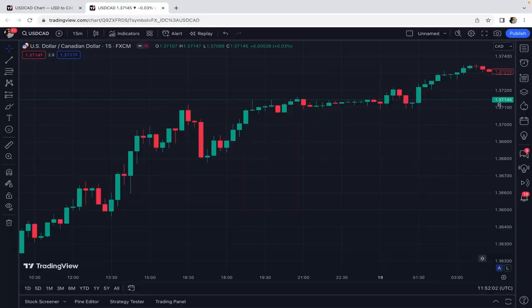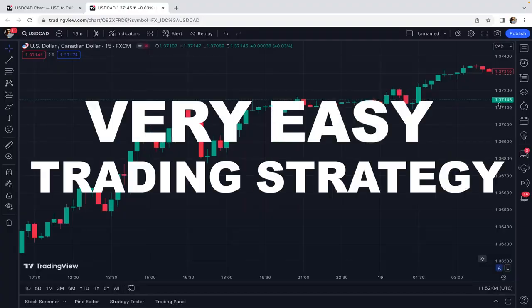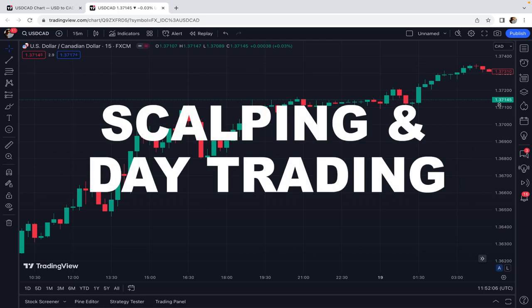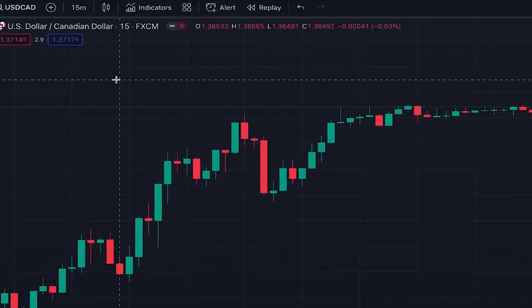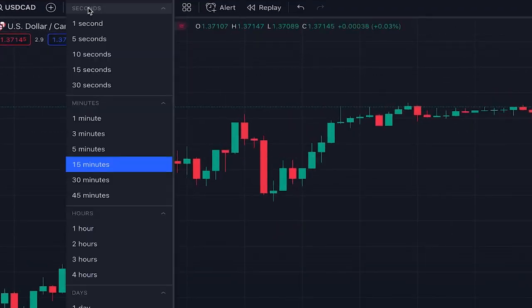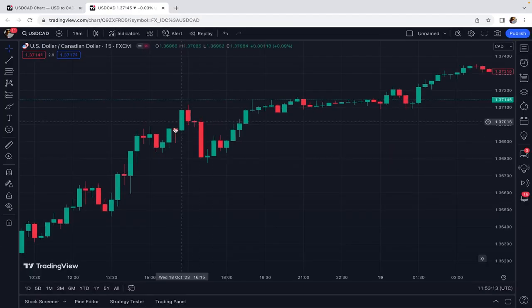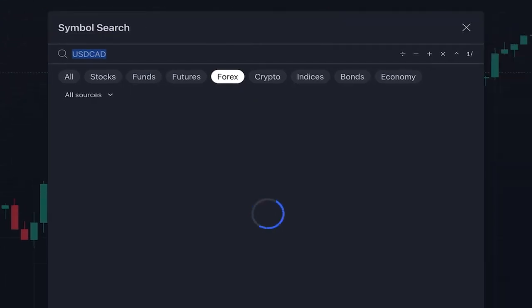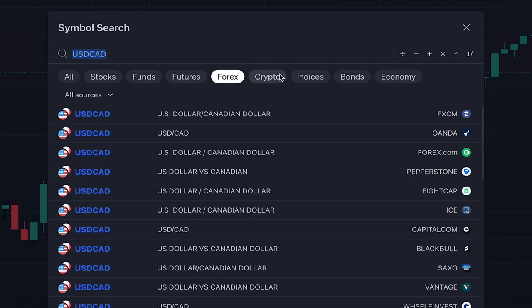In today's video, I want to teach you a very easy trading strategy that is suitable for scalping and day trading. Right now, we are on 15 minutes time frame, and we can use this trading strategy on time frames from 1 minute to 1 hour. This is the price chart of USD CAD, but no limitation on this, and you can use this trading strategy on any other asset or market, whether it's Forex, crypto, or stocks.